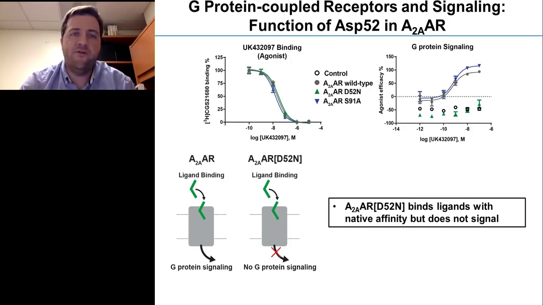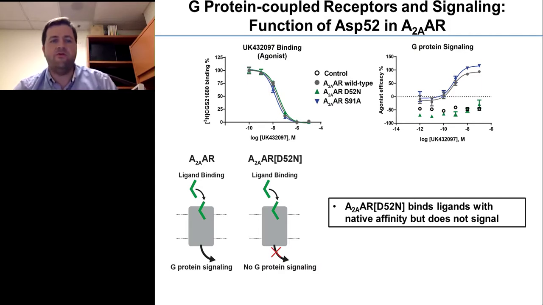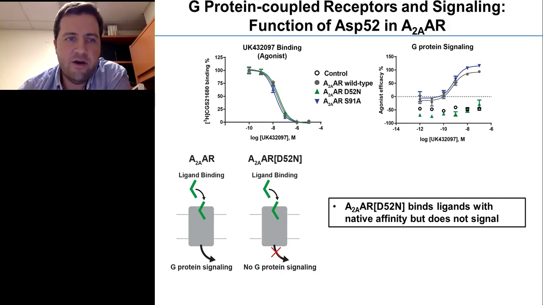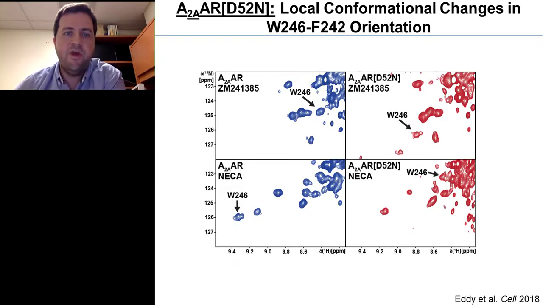So this brings me back to the central question of signal transduction in GPCRs, and in particular, what is special about this aspartic acid 52 and why this amino acid replacement D52N permits ligand binding and then kills G protein signaling. And this slide is just a reminder of that behavior that we see for the variant protein.